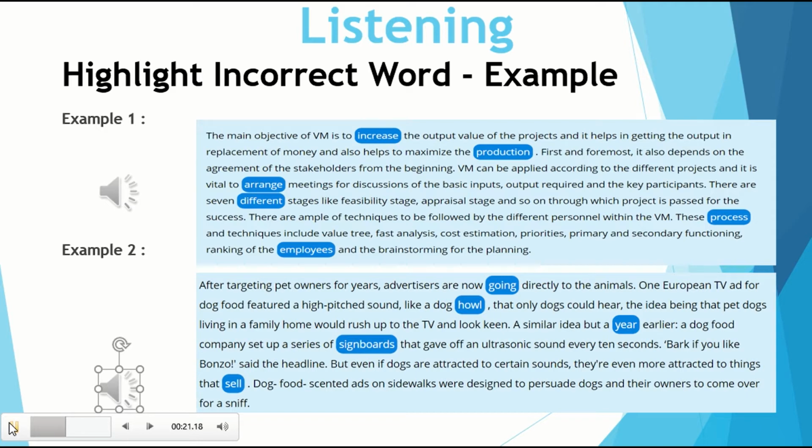A similar idea, but a decade earlier, a dog food company set up a series of billboards that gave off an ultrasonic sound every 10 seconds. "Bark if you like Bonzo," said the headline. But even if dogs are attracted to certain sounds, they're even more attracted to things that smell. Dog food scented ads on sidewalks were designed to persuade dogs and their owners to come over for a sniff.